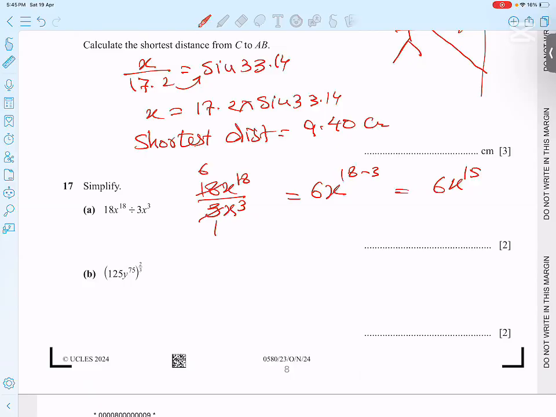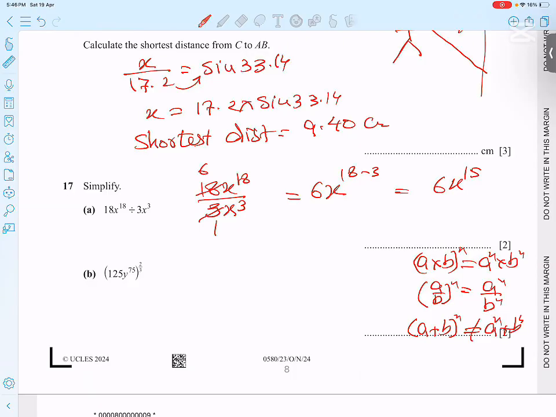I taught many times, in the bracket, if they multiply, you can distribute the powers: a^n times b^n. In case of division, you can distribute the power, a^n over b^n. But in the case of plus, can I distribute? The answer is no, I cannot say this. Because they are multiplying in the middle, I can distribute.